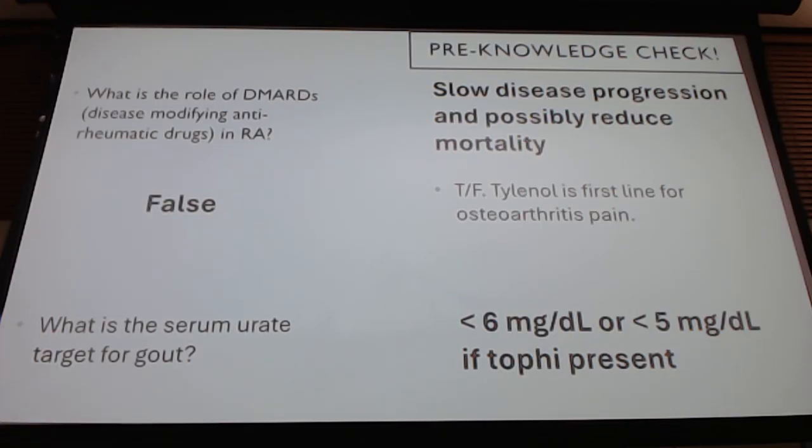Tylenol is the first line for osteoarthritis pain is a false statement. We'll go through some of that.